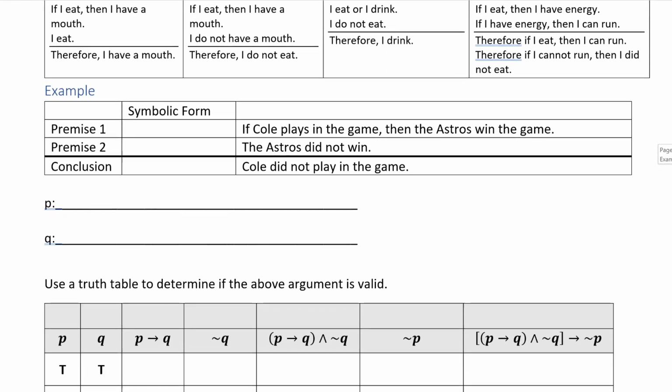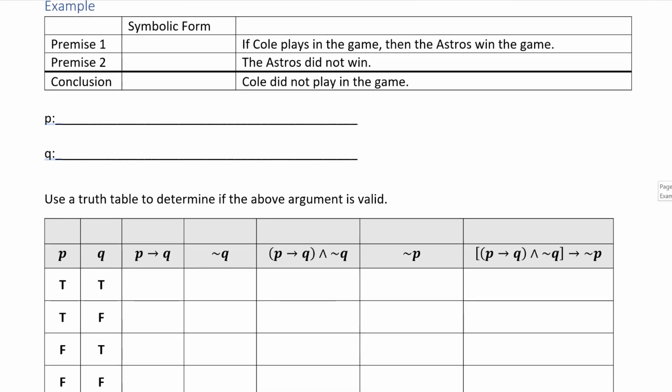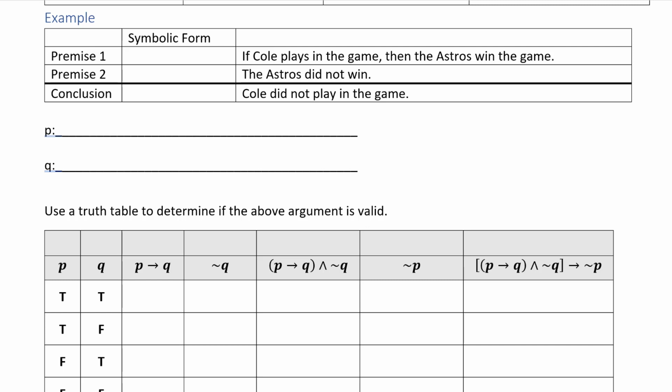Now, we're going to go ahead and give you an example and see if we can't prove one of those to be true. So we have premise 1. If Cole plays in the game, then the Astros win the game. Premise 2. The Astros did not win, so we conclude that Cole did not play in the game. So our P would be Cole plays in the game. The Q would be the Astros win.